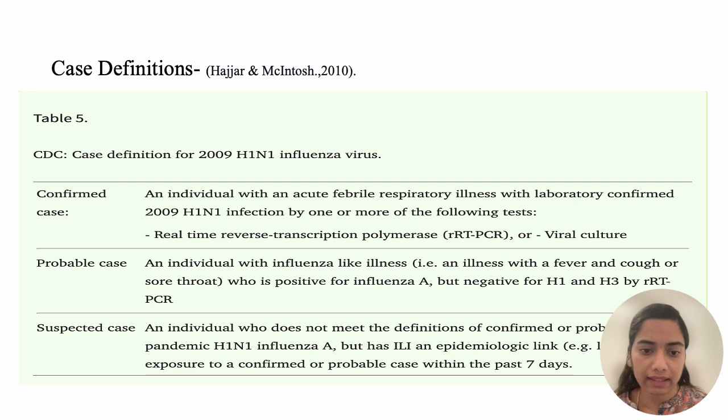Coming to the probable case, an individual with influenza-like illness, that is an illness with a fever and cough or sore throat, who is positive for influenza A but negative for H1 and H3 by RT-PCR is called a probable case. Coming to the definition of a suspected case, an individual who does not meet the definitions of a confirmed or probable case but has influenza-like illness is called a suspected case.